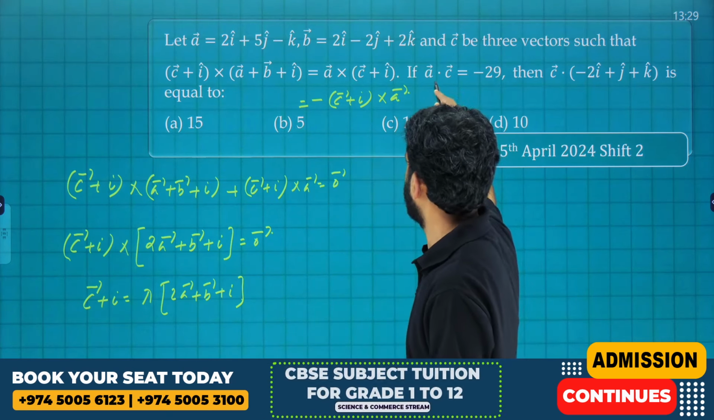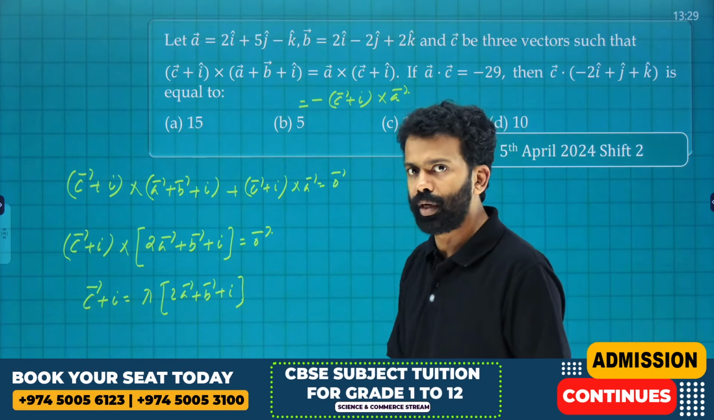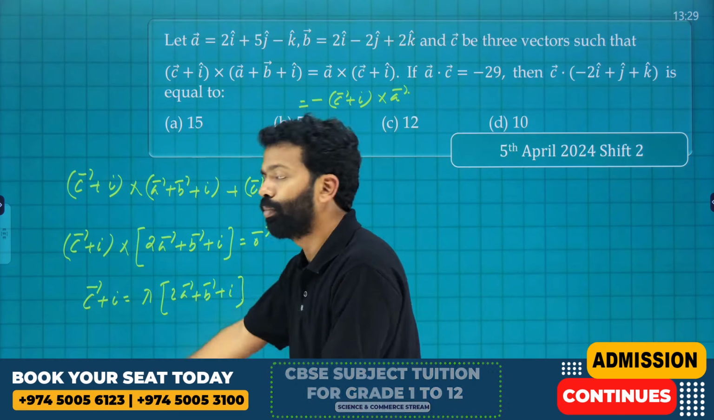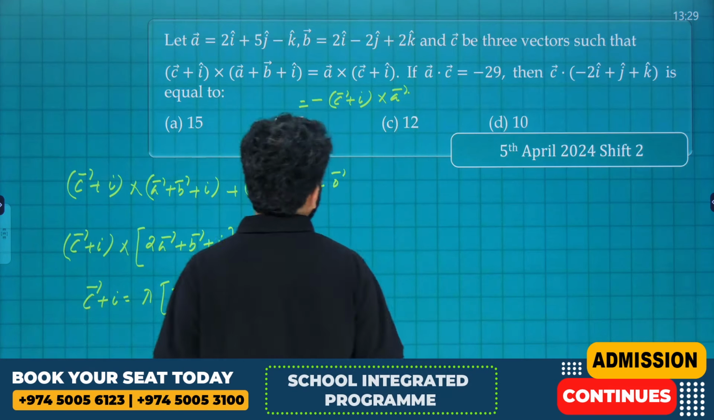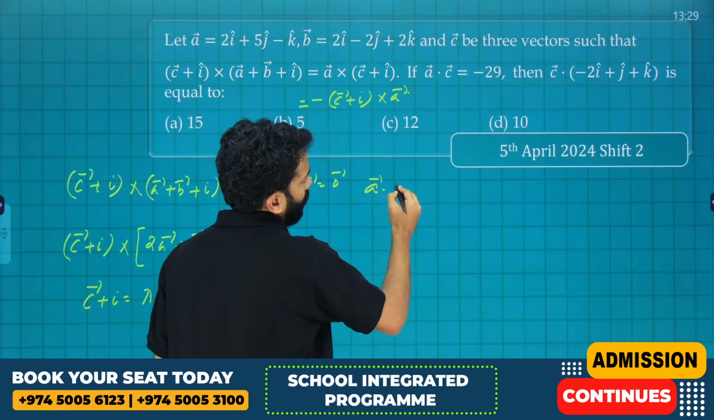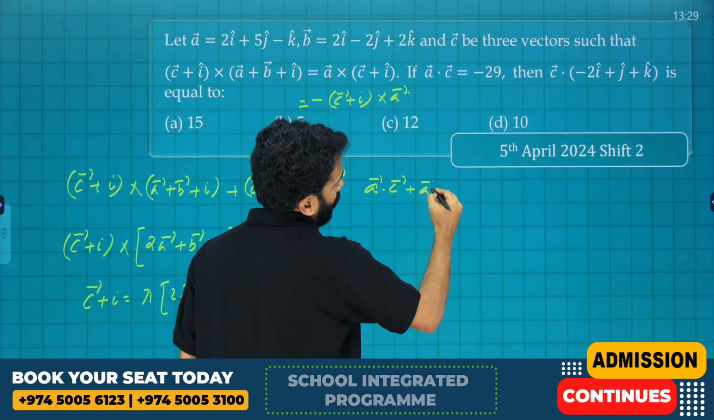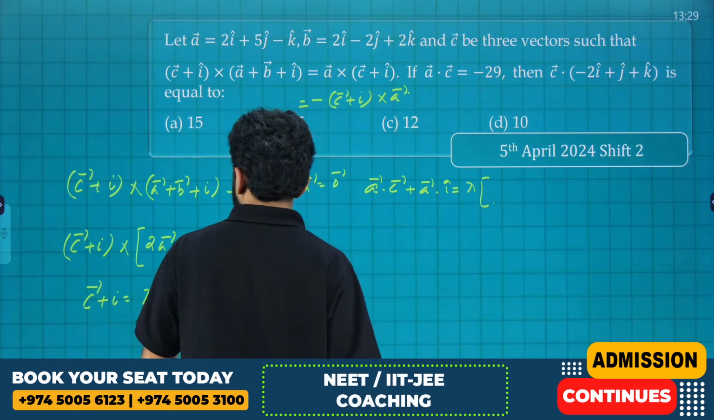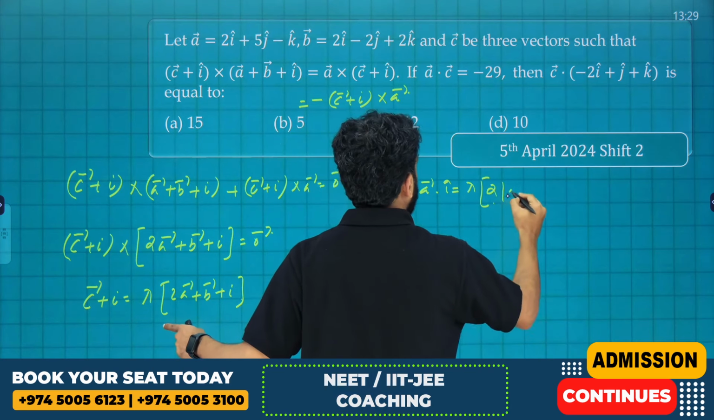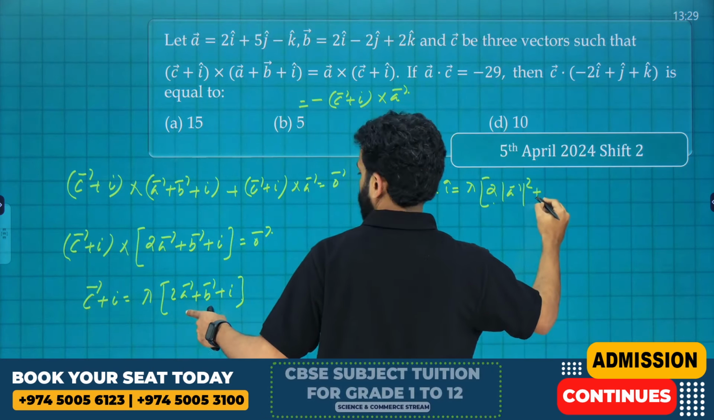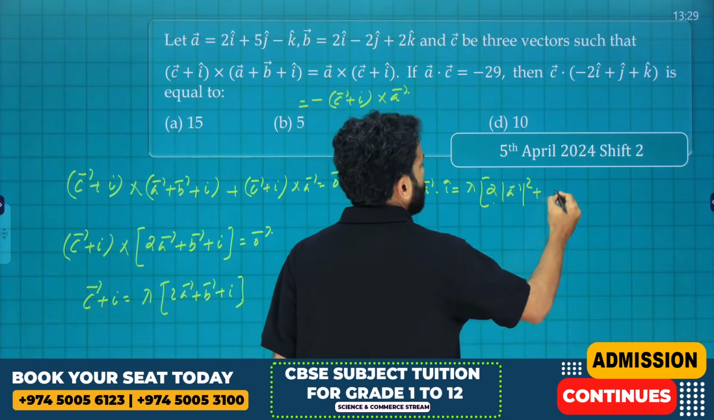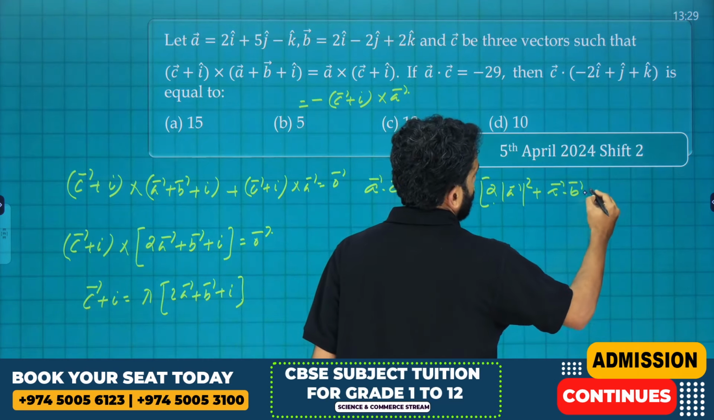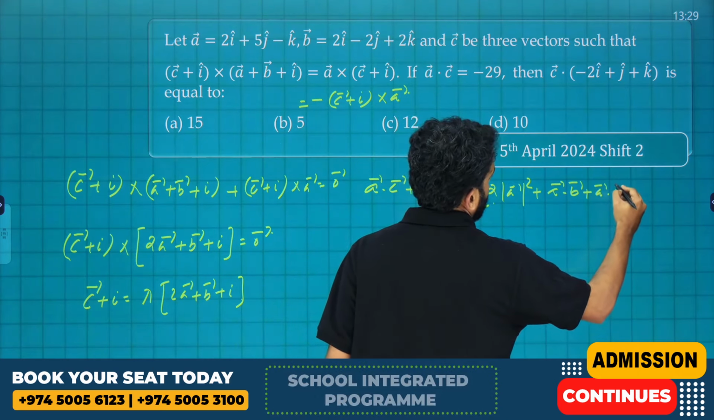And there is another thing which is vector A dot vector C is equal to minus 29. We can multiply both sides with A. Therefore, we will get vector A dot vector C plus vector A dot I, which is equal to lambda into, this becomes 2 into magnitude of A square plus vector A dot vector A plus vector A dot vector B plus vector A dot vector I.